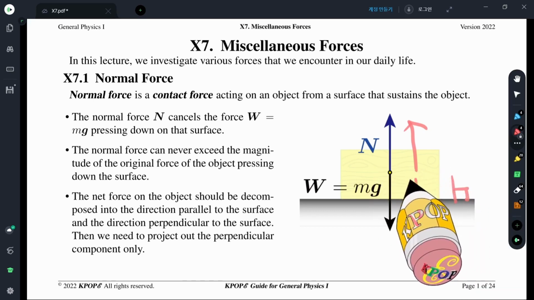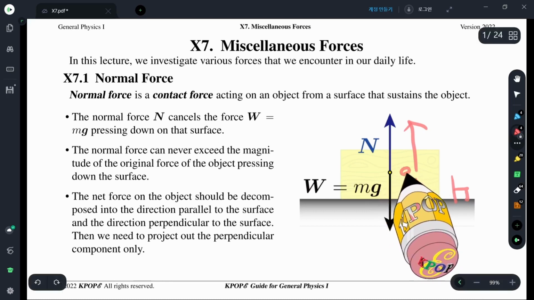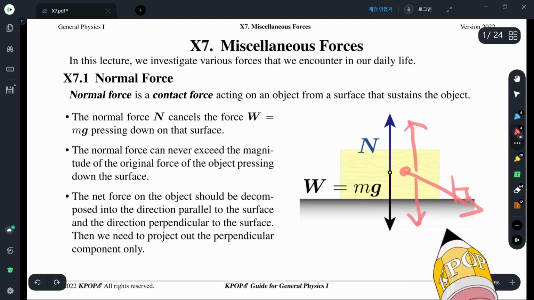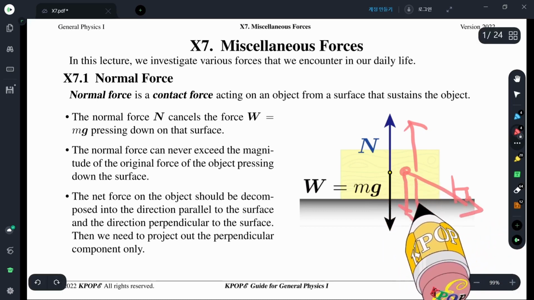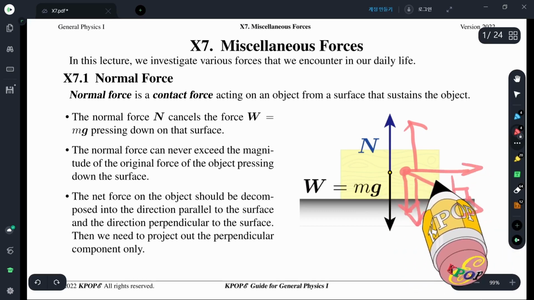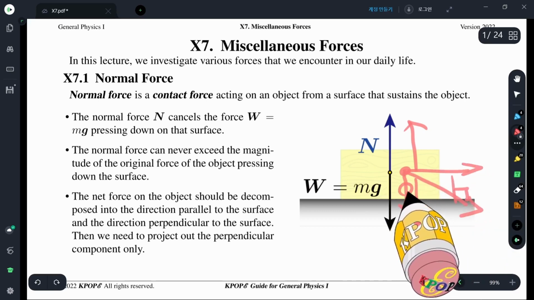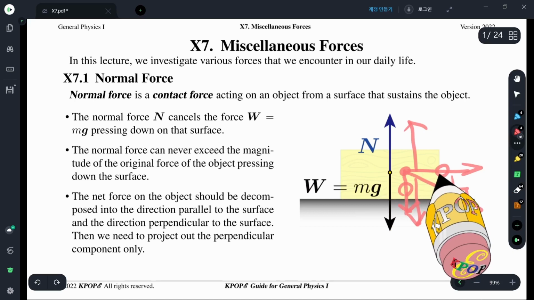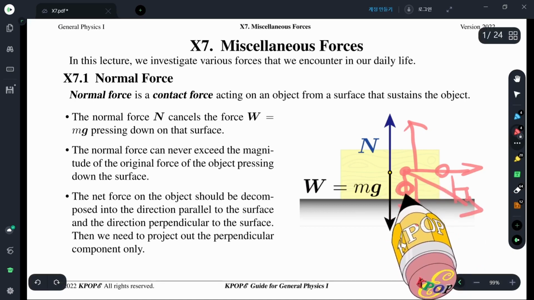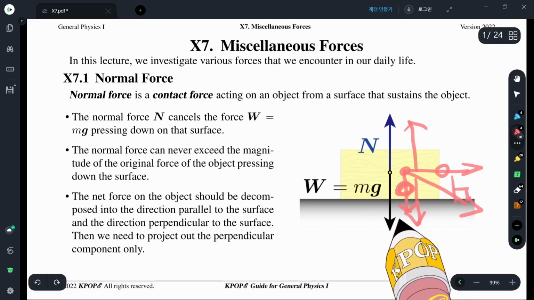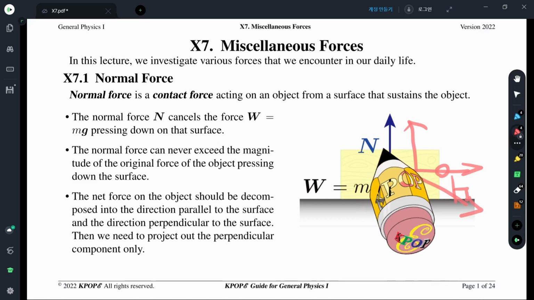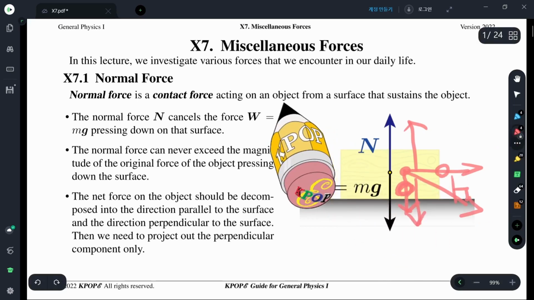Hence, if the applied force has some angle, that force must be decomposed into the perpendicular component and the parallel component. Only the perpendicular component is canceled by the normal force. That's quite important.